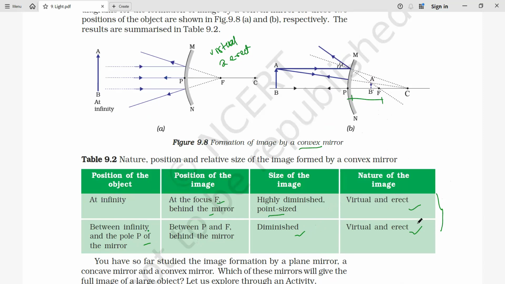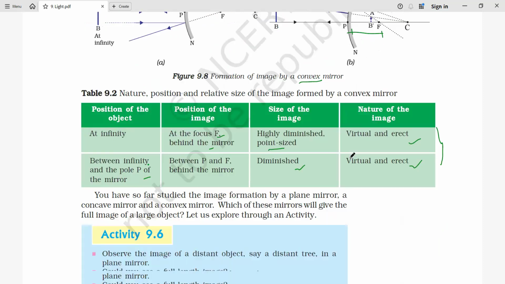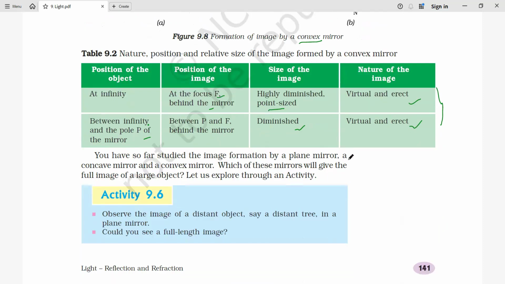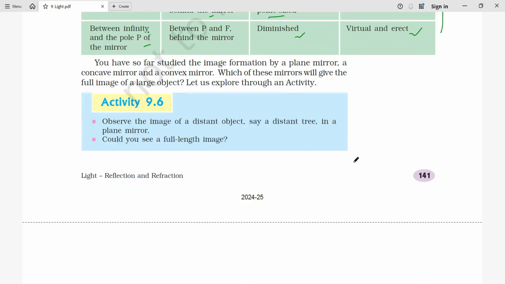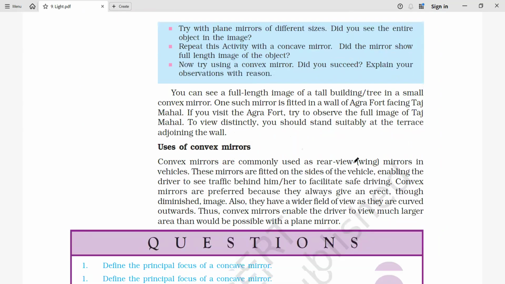Always we have virtual and erect image, whereas in case of concave, we have only one position, where the object is placed between pole and focus. Then we have a virtual image. I hope it is clear how image formation takes place. So all this you have to keep in mind, and with practice, it is important.